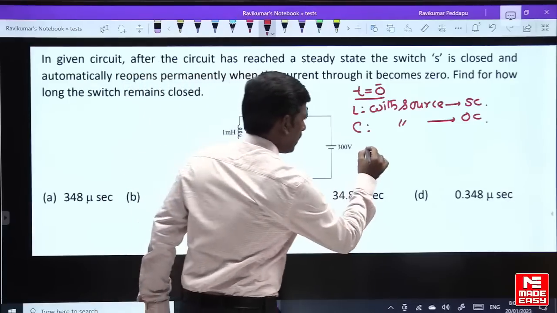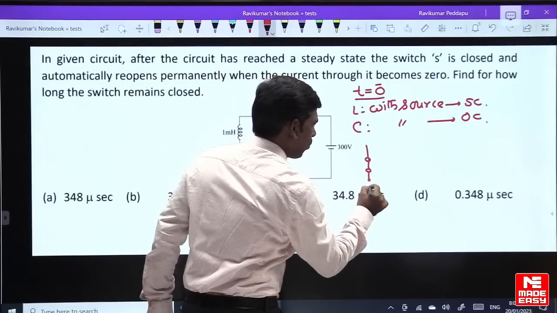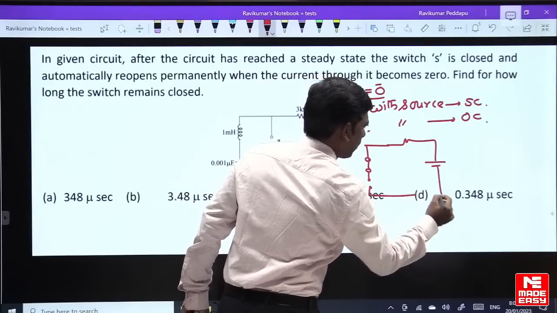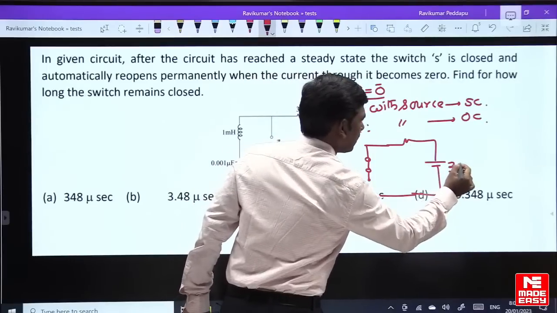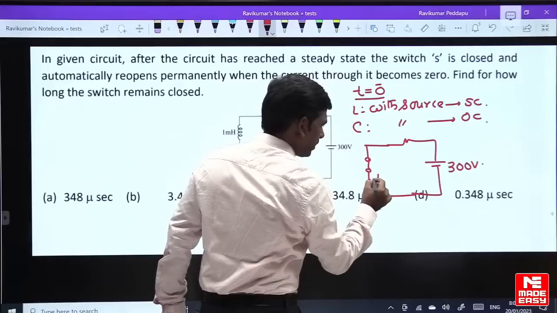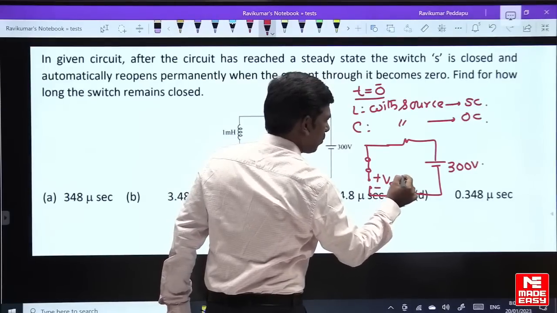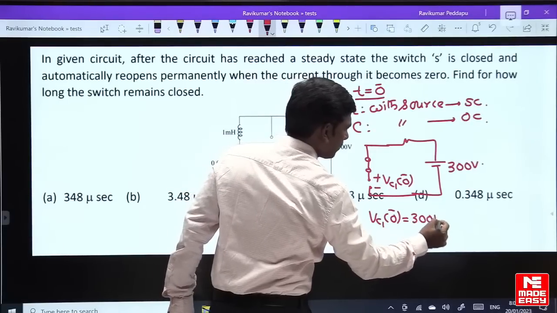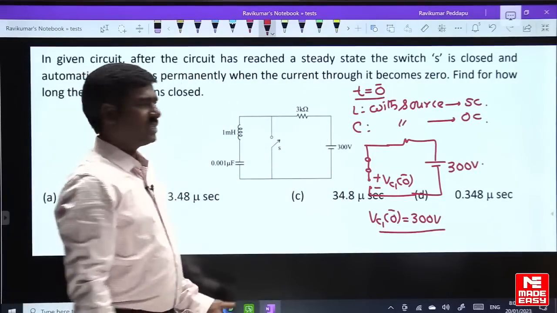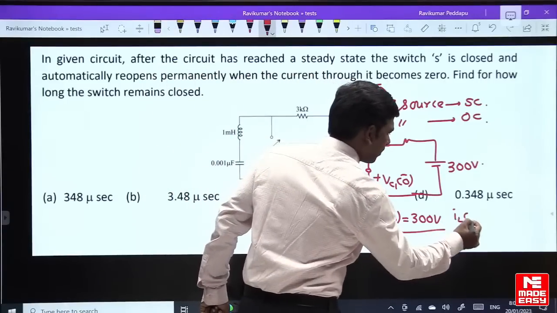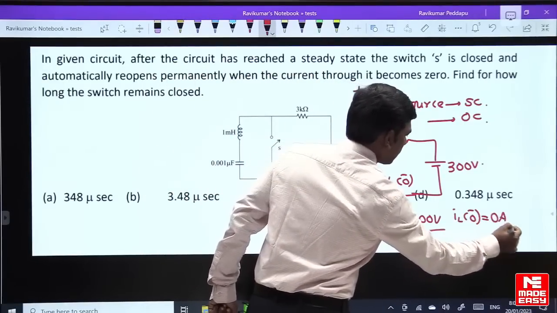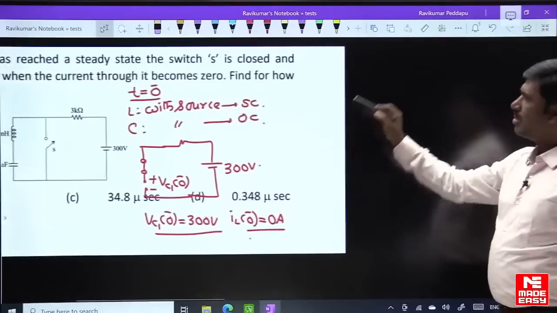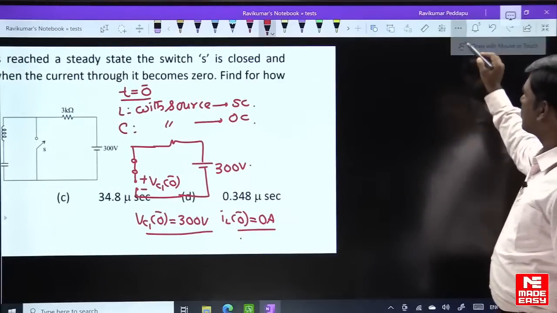Now, inductor is replaced by short, capacitor is replaced by open. The circuit diagram at t equal to 0 minus has 300 volts. So, what is the volt across the capacitor? Vc1 of 0 minus is equal to 300 volts. What about IL of 0 minus? Open circuited, so IL of 0 minus is 0. Now, apply Laplace transform to this circuit.